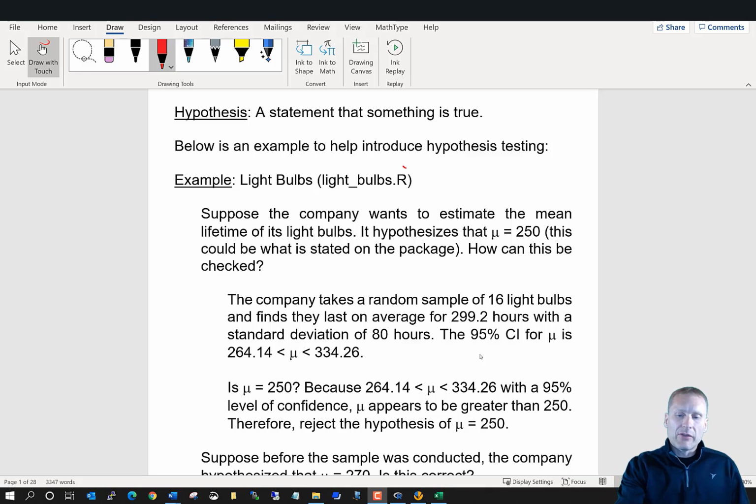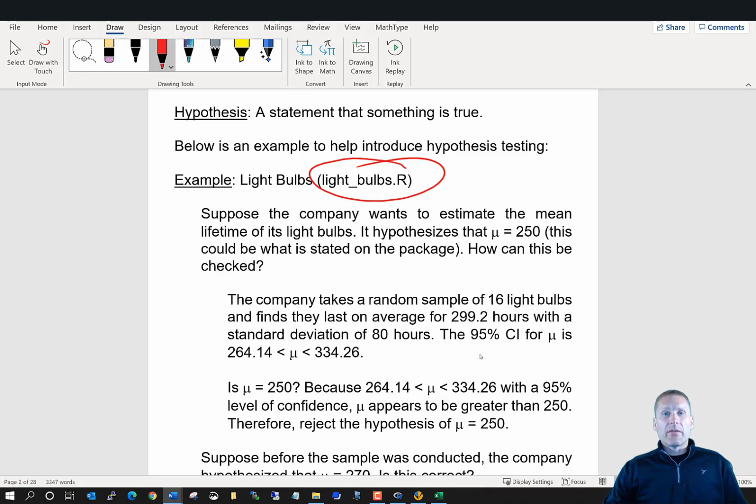So we can go back to our light bulbs example that we've seen before, and we're going to use now our confidence interval in a similar manner as before, but now in a more formal way to make a judgment about a hypothesis. So again, suppose that a company wants to estimate the mean lifetime of its light bulbs, and they hypothesize that their mean lifetime, mu, is equal to 250 hours. How can we check this?